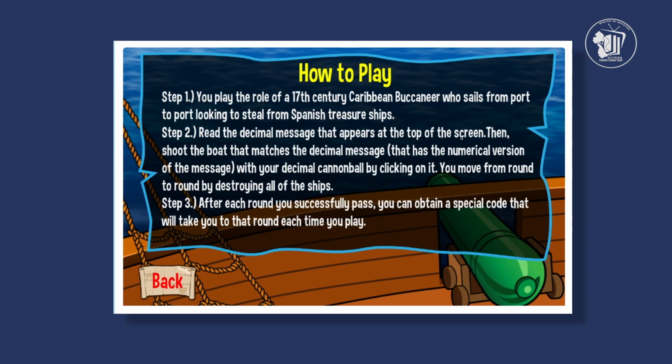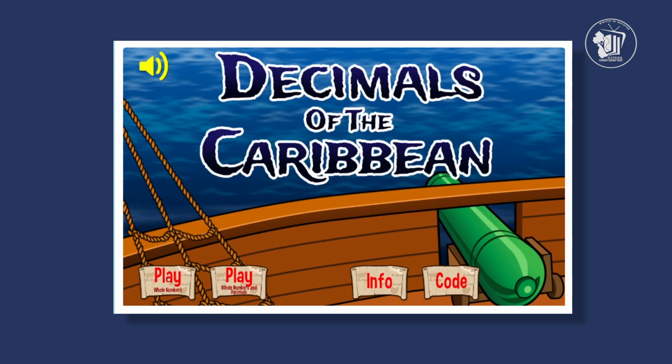Step 2. Read the decimal message that appears at the top of the screen. Then, shoot the boat that matches the decimal message. That is, that has the numerical version of the message, with your decimal cannonball by clicking on it. You move from rung to rung by destroying all of the ships. Step 3. After each rung you successfully pass, you can obtain a special code that will take you to that rung each time you play.